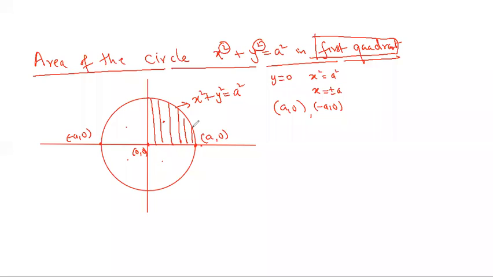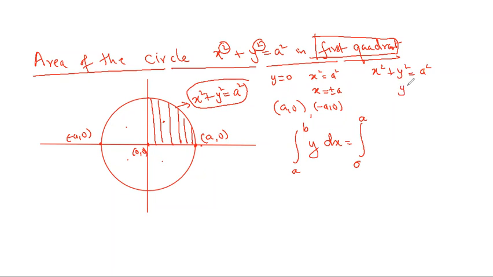So what is the formula for finding the area? Integral a to b y dx. That becomes integral with lower limit 0 and upper limit a. Y I need to get from the function. So x square plus y square equal to a square, so y square is a square minus x square. So y is root of a square minus x square. So I'll be getting integral of root of a square minus x square dx.